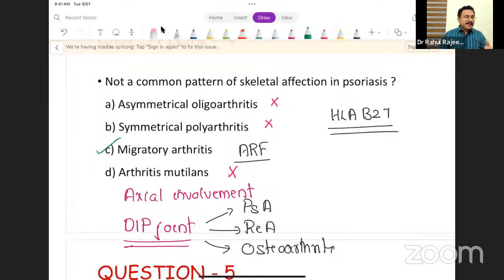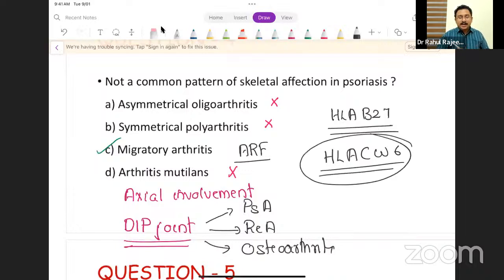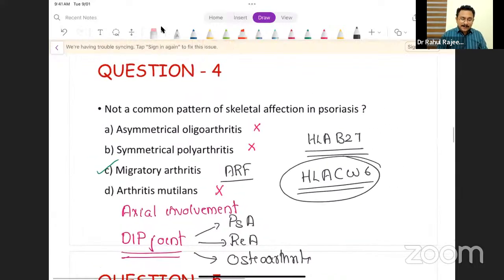And yes, I can see, HLA-CW6. You can even call it HLA-C6. HLA-C6 or HLA-CW6 is the HLA with direct association with psoriasis. HLA-B27 is having an association with psoriatic spondylitis. In fact, all these seronegative spondyloarthritis have an association with HLA-B27. I hope that is also clear.